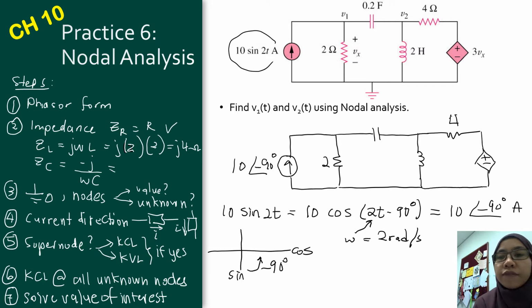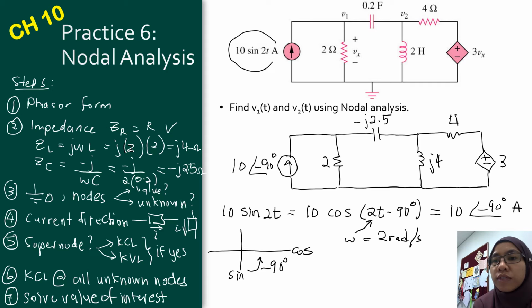And for the impedance of the capacitor, it is equal to minus j over 2 times 0.2, which is equal to negative j2.5 ohms. We can write down all these values in the circuit. So the capacitor is equal to minus j2.5 ohms and the impedance of the inductor is equal to j4. And the dependent voltage source here is equal to 3 Vx bar, in terms of phasor form.